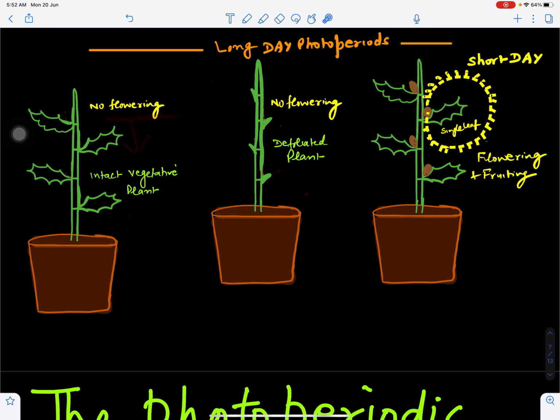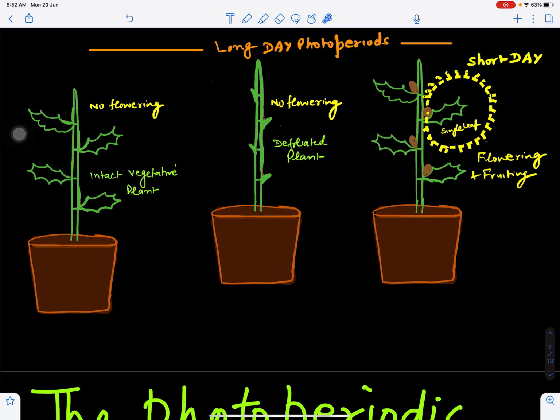Now if we are exposing the plant to long day condition, but only one leaf is exposed to the short day condition, and this is basically a short day plant, then also flowering will take place, because when this leaf receives the short day condition, the stimulus will travel to other parts of the plant. Whether the whole plant is receiving the long day condition, this stimulus travels into the plant, so flowering will occur, fruiting will also occur.